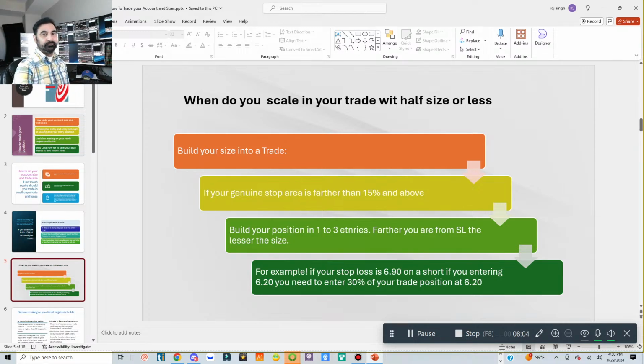Like I said, for example, if our stop loss is 690 on a short and you're entering at 610, that is 80 cents away. That is nearly 17%. 620 is about 15%, 16%. So you can take half a size at 620 and half at 665 to get your average to 640. If you enter at 640, 642 like the way we did, you're going to enter at least half a size or more. So you have little to add, half size or more.